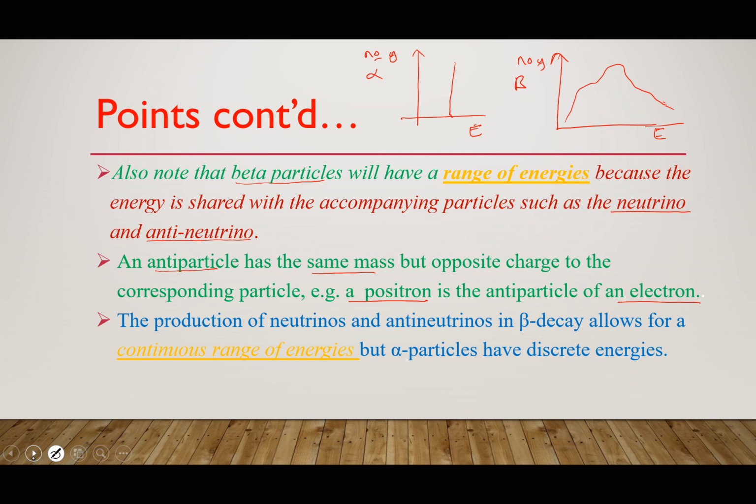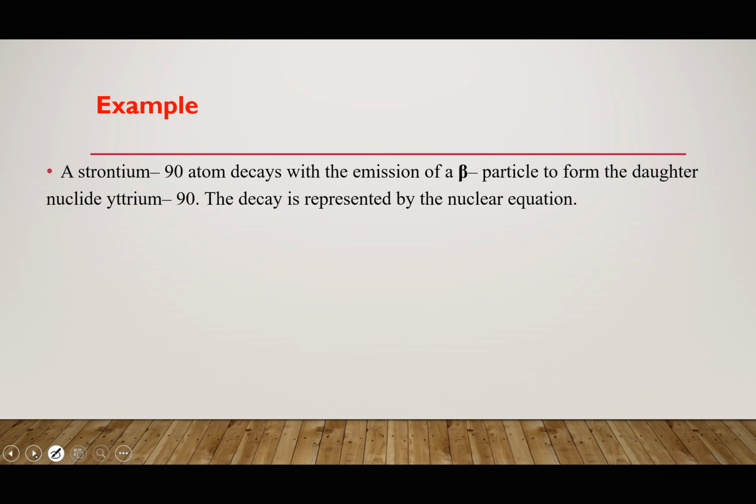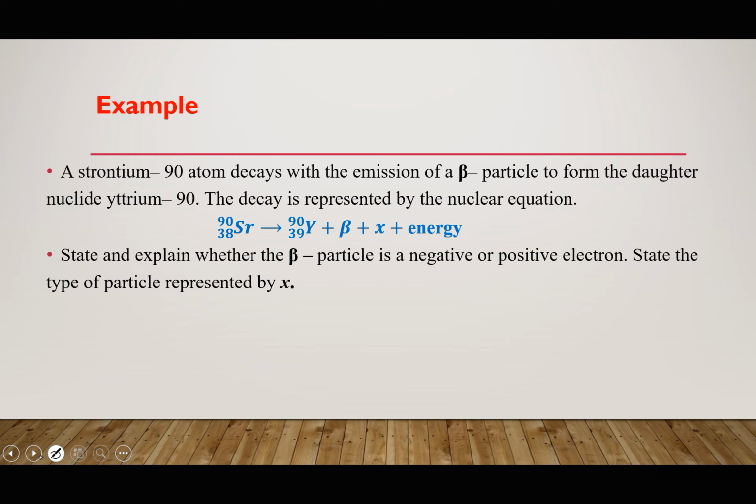Example. Here's a simple example. A strontium 90 atom decays with the emission of a beta minus particle to form the daughter nuclide yttrium 90. The decay is represented by the nuclear equation. What is the nuclear equation? By that nuclear equation, state and explain whether the beta particle is a negative or positive electron. State the type of particle represented by X.